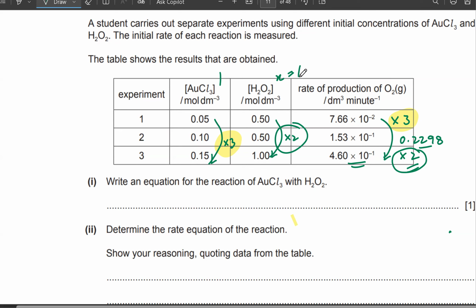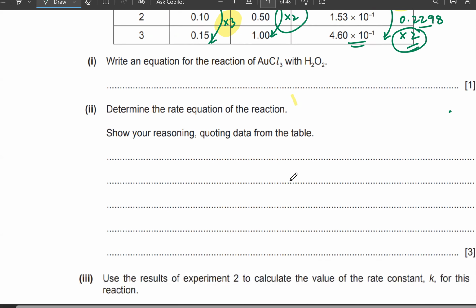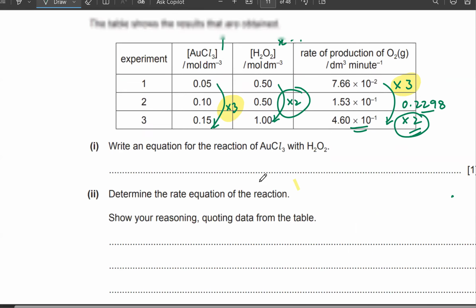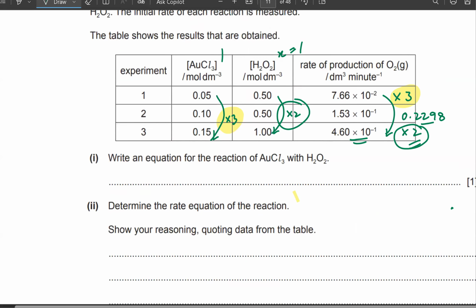And if you want to spend a lot of time on this, there's the mathematical method of solving 2 rate equations simultaneously, but it's just a 3-mark question and you don't have enough time for that. Okay?